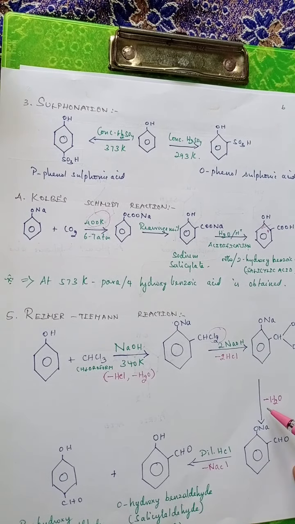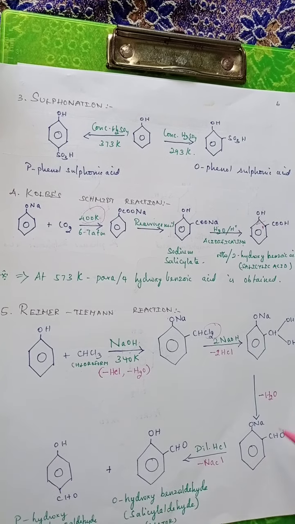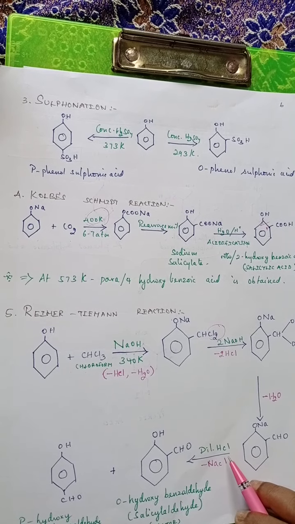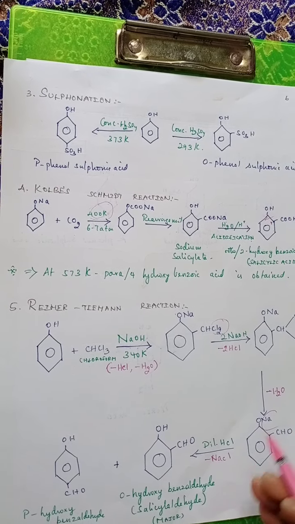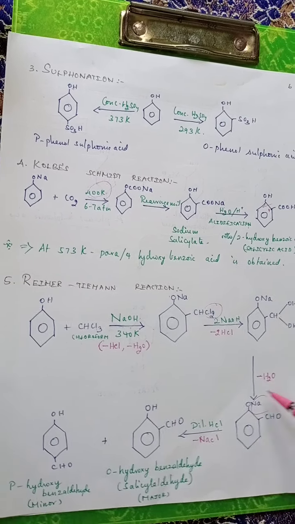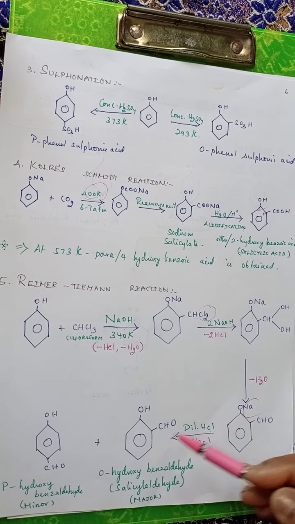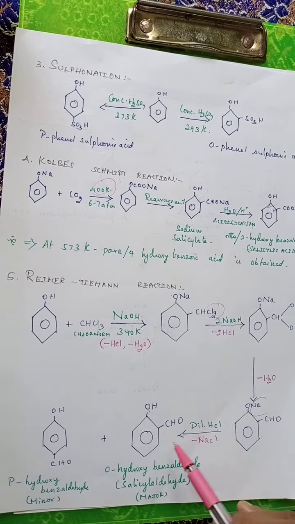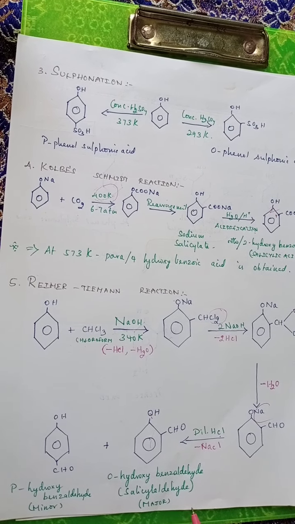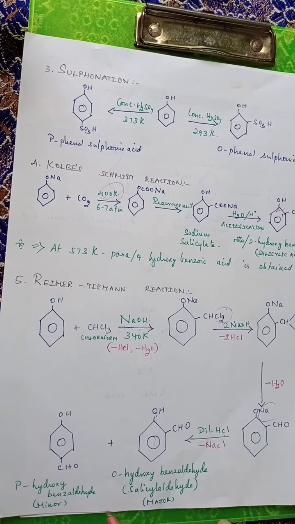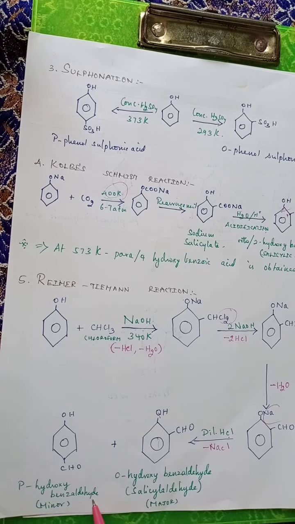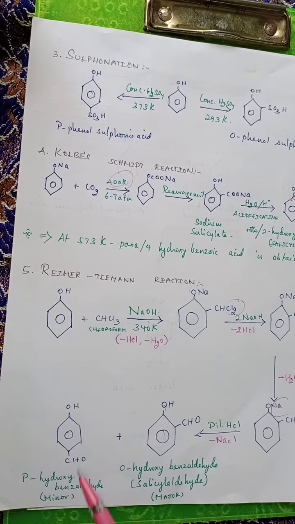When dehydration takes place, you get an aldehyde. This aldehyde group, when it reacts with dilute HCl, the Na binds with Cl and the H binds with the phenoxide, and this leads to ortho-hydroxybenzaldehyde, which is otherwise called salicylaldehyde. This is the major product, and the minor product will be para-hydroxybenzaldehyde, that means the 1,4 position.